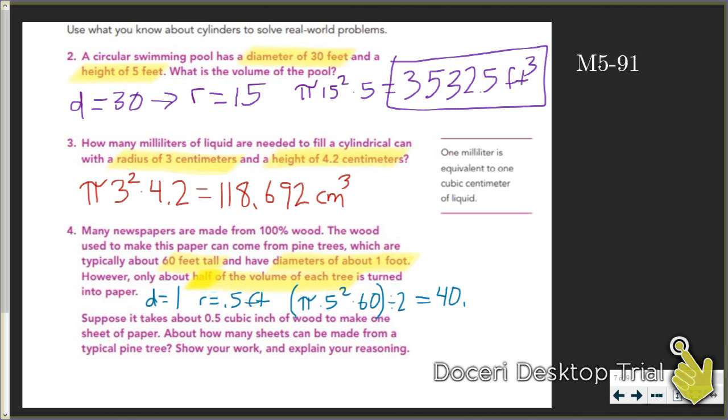40,694 and 4/10, and that is inches cubed. Okay? So that is the amount of the tree that we can use to create paper.